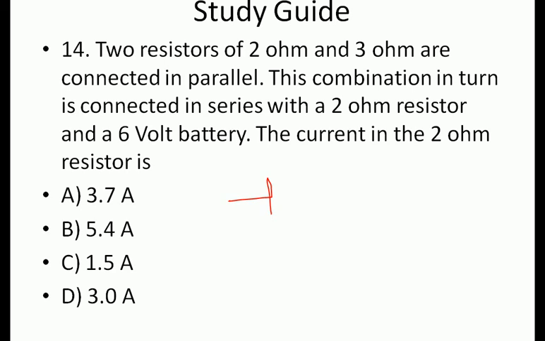two resistors of 2 ohm and 3 ohm are connected in parallel. So now I connect 2 ohm and 3 ohm, and this combination in turn is connected in series with a 2 ohm resistor. Then I connected a 2 ohm resistor. This is also 2 ohm, this is also 3 ohm, and a 6 volt battery. Now let us connect this with the 6 volt battery.